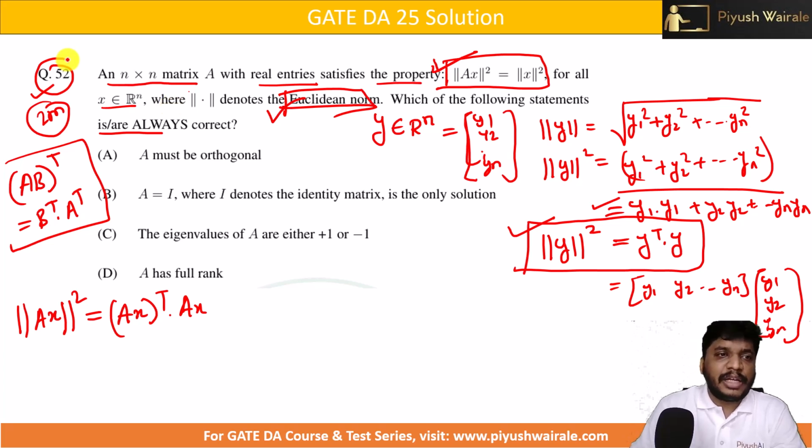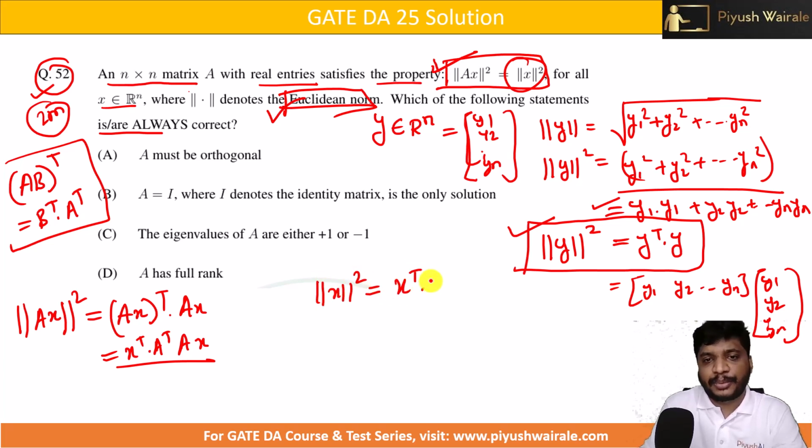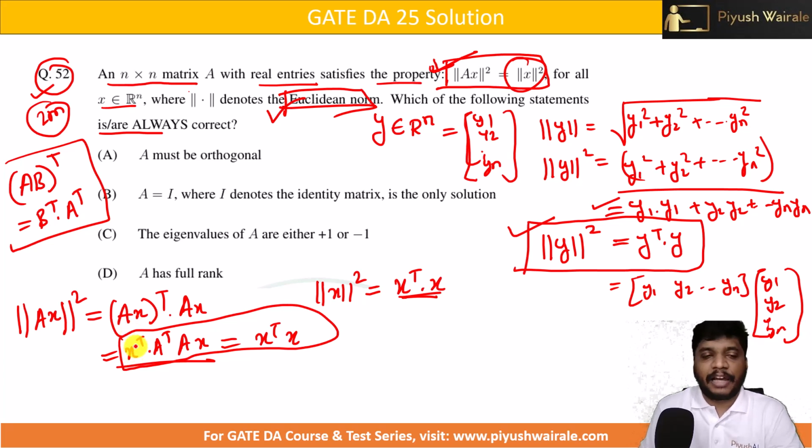So can we apply this here? If we apply this, this will be X transpose into A transpose AX. Now what about this one? If I take the square, that will be X transpose into X. Can we write this as like this? Yes, obviously. Now, this is equivalent to this because it is already given to us. Now this is equivalent to X transpose into X. By looking at this particular expression, what can we conclude, what can we imply from that?